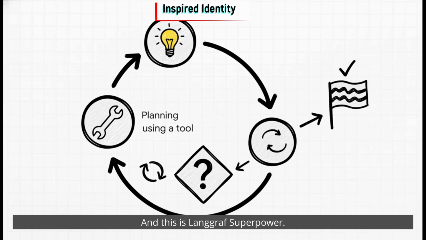And this is LangGraph's superpower. It's built for cyclic graphs. This means you can create loops. Your agent can try something, check the result, and if it's not good enough, it can loop back to a previous step and retry, maybe with a different approach. That ability to loop, to self-correct, that's a total game changer for building agents that don't just give up.